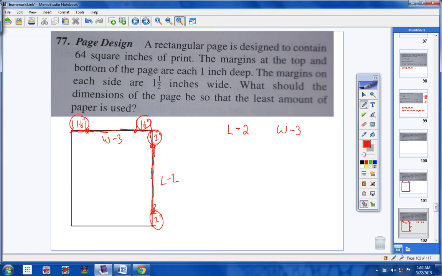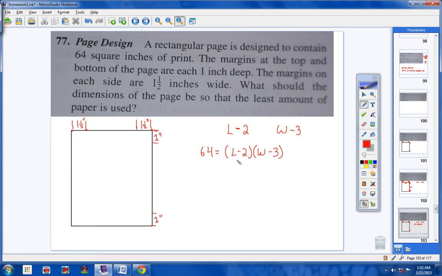Now, if we multiply those two together, do we not have the area? Sure we do. Think about that. Anytime you take the length, which is the distance from here to here, and the width, which is the distance from here to here, that's the area. Well, Mr. Earhart, why are you using just that little bit of space? Because notice it says this, 64 square inches of print. You can't count the margins, guys, when we're talking about the part of the paper it's printed on.